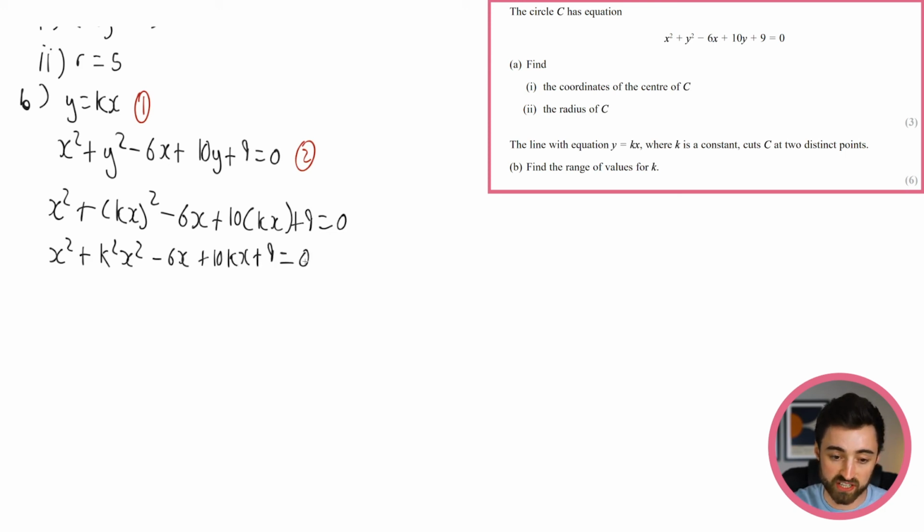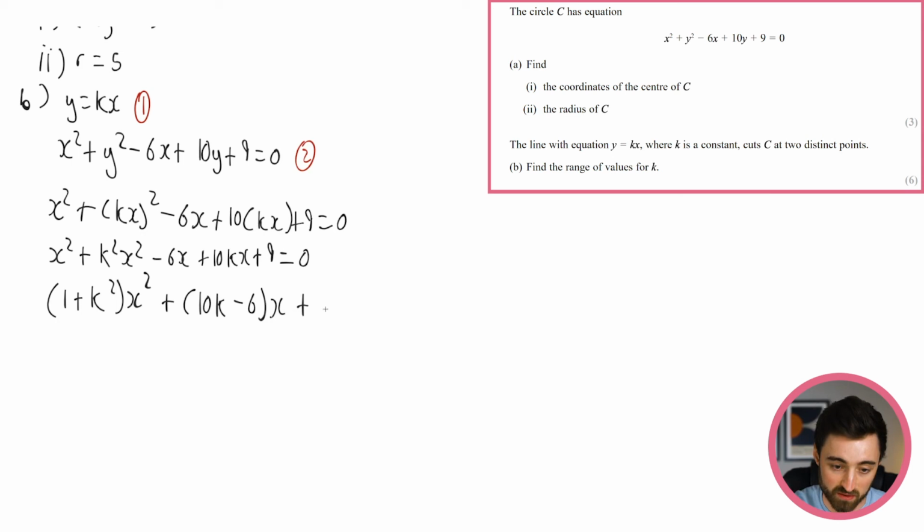What type of equation is this? It's quadratic. I've got x squared terms, x terms, and number terms. So let's group them. Here, I'm going to have (1 plus k squared) lots of x squared, (10k minus 6) lots of x, and then a plus 9. So, let's imagine now. Obviously, as it stands, there are unknowns here, so I've not really got enough information to work things out.